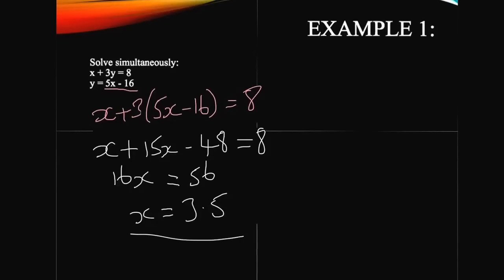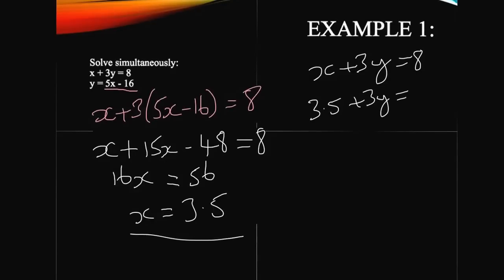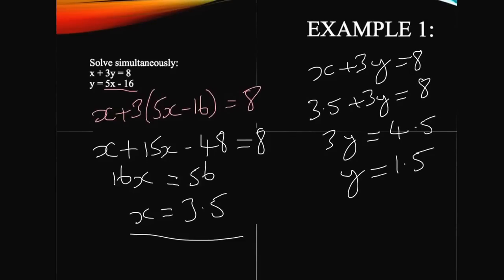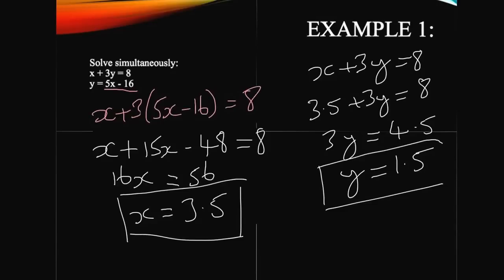Now once I've got my first value, once I've got a value for x, I can substitute that back into either of my equations to work out what my second value is. I'm going to do it in the first one, I think. So I've got, instead of x plus 3y equals 8, I've now got 3.5 plus 3y equals 8. Take 3.5 away from both sides, so 3y equals 4.5, so y equals 1.5. Okay, so I've got x is 3.5, y is 1.5, and these are my solutions here.